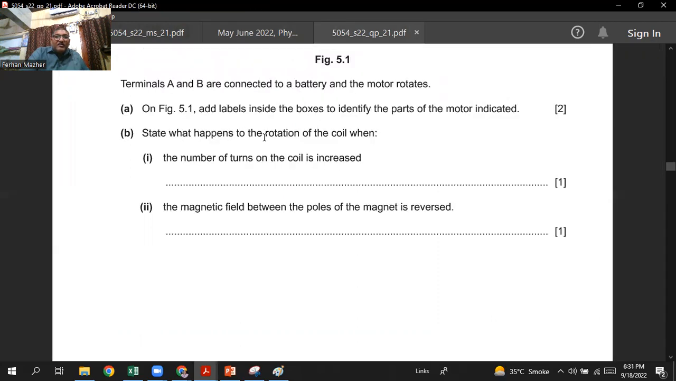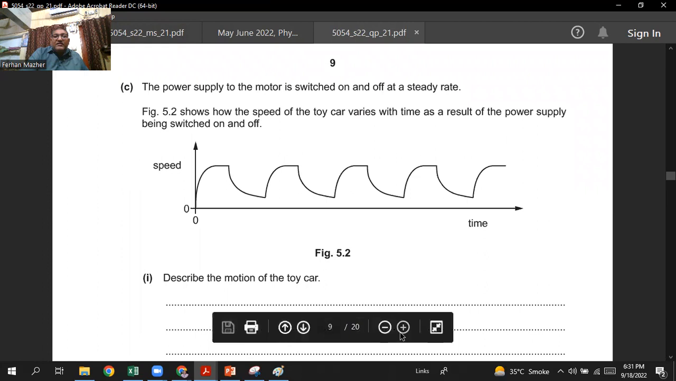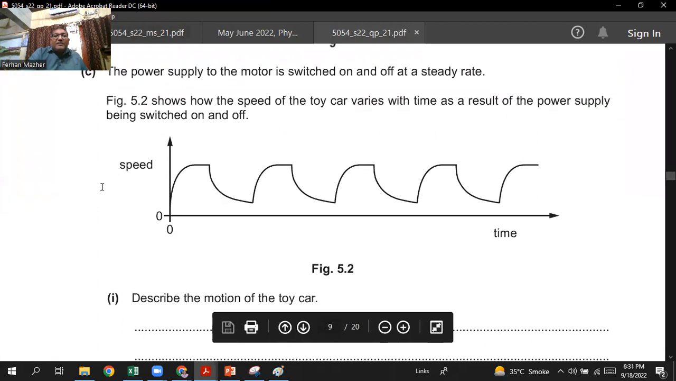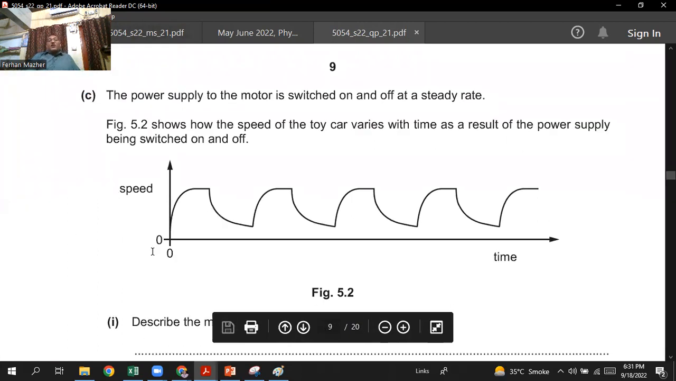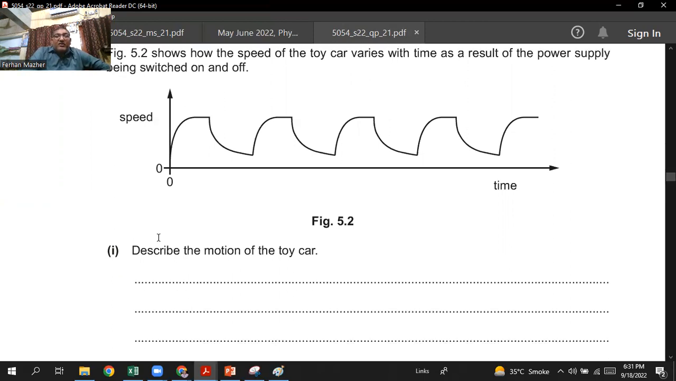Okay. The next question they are asking is, the power supply to the motor is switched on and off at a steady rate. Figure 5.2 shows how the speed of the toy car varies with the time as a result of the power supply being switched on and off. Describe the motion of the toy car. So this is a speed time graph.